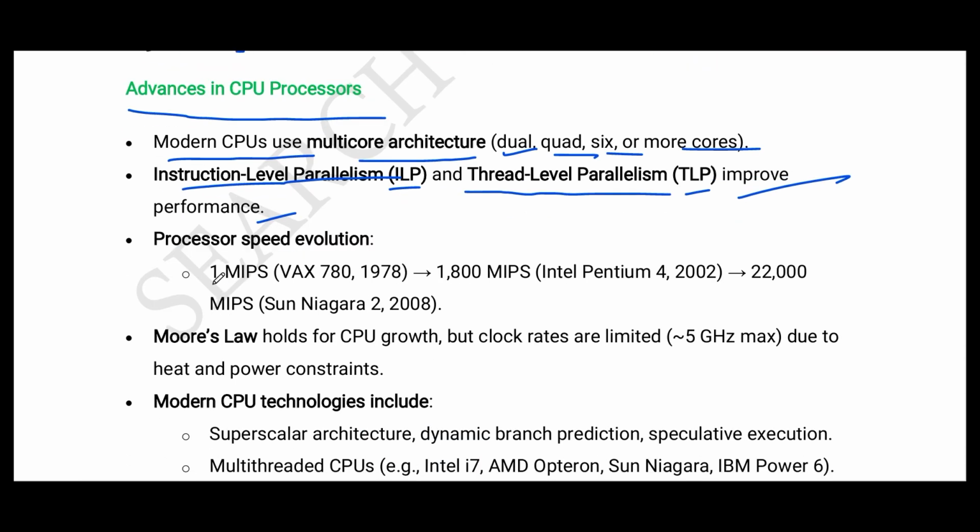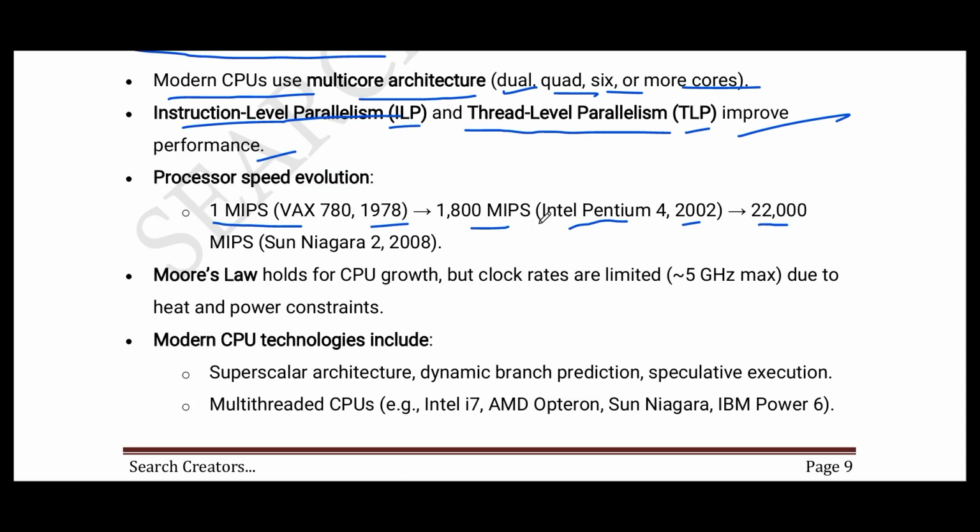Processor speed evolution. The evolution started from 1 MIPS in the VAX 780, which is from 1978, to 1800 MIPS in the Intel Pentium 4, which is from 2002. After the Intel Pentium, the further evolution reached 22,000 MIPS in the Sun Niagara 2, which is from 2008.